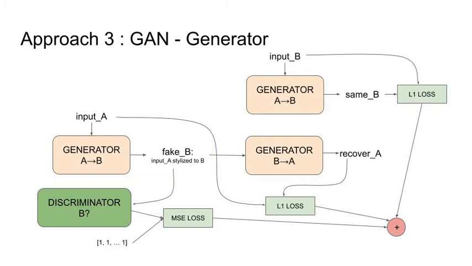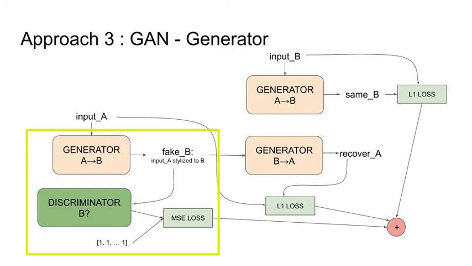The first of the three losses is our identity loss. If we pass an input of genre A through the A to B generator, then we would expect that the input does not change at all. The second of the three losses is our recovery loss. If we pass the fake B through the B to A generator, then we would expect the recovered output of the genre A to be the same as the input A.